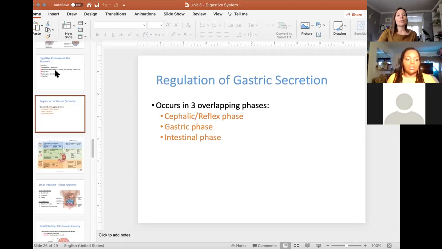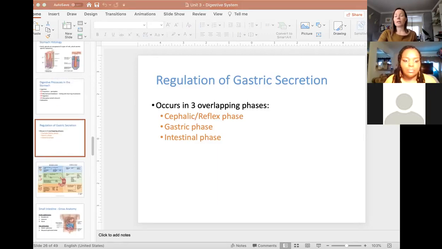So first of all, gastric secretions are all the chemicals and enzymes that are secreted in the stomach. So secretions include the acid, hydrochloric acid gets secreted. There's a couple of enzymes that get secreted. So that's what this is referring to.